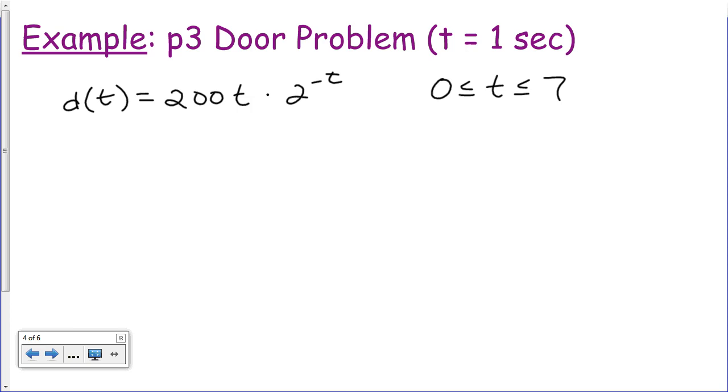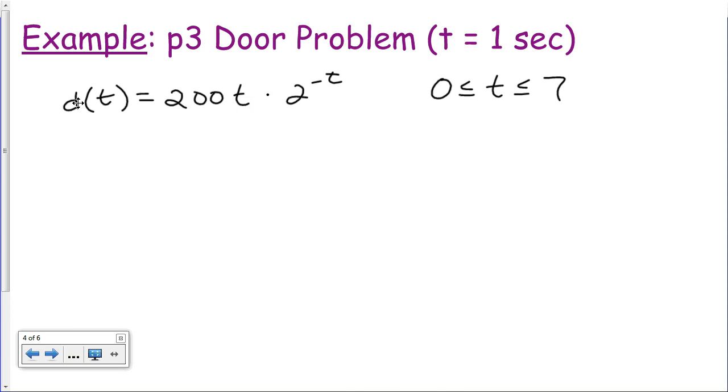And again, the question is, how fast is the door moving at the instant when t is equal to 1 second? It's not asking how far open is the door. If I actually plug in 1 second into this equation, d evaluated at t equals 1, would tell me how far the door is open. That's not what they're asking. They're asking how fast is the door moving at that point. So they're asking for a rate here.